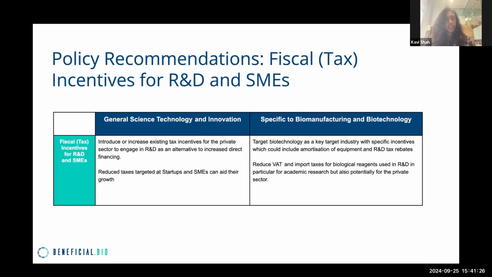Another interesting one that is used extensively by some countries in the region, I think including Brazil, but less so by others, is fiscal incentives for R&D and SMEs, and that's tax incentives for the private sector to engage in R&D. There are examples in the region, for example, of specific tax incentives for biotechnology, and I think nanotechnology, in countries. And also, this doesn't have to be reduced taxes. It can also be amortization of equipment, for example.